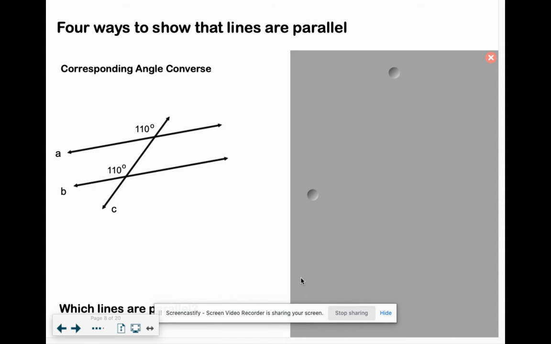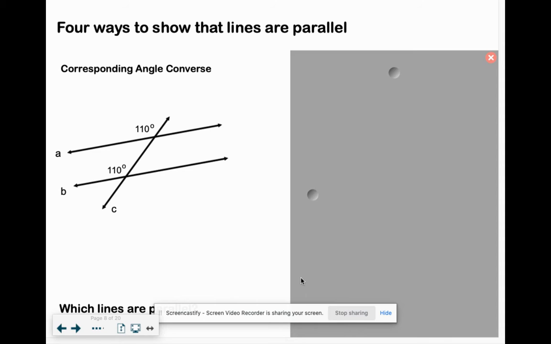Okay, so we have a few different ways to show lines are parallel. The first one is corresponding angles converse. What do you guys know about corresponding angles? They're in matching spots, right? And if they're equal to each other, we can now say the lines are parallel. So in this picture here, what lines would be parallel? A and B, does that make sense?